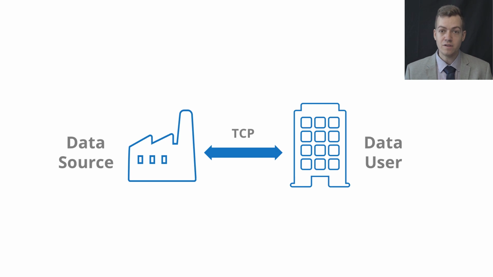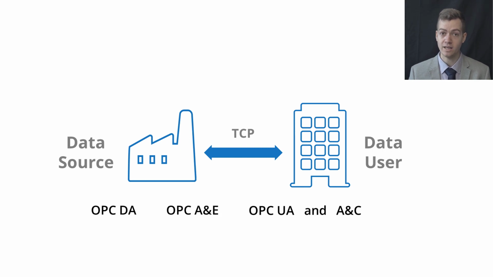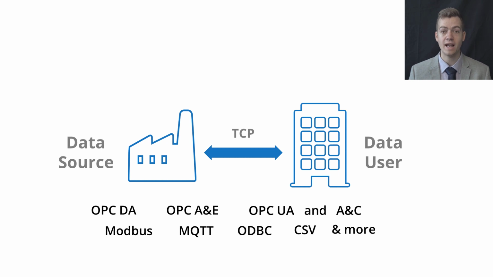With the advent of Industry 4.0 and industrial IoT, there is now high demand for production data outside the plant network. The data may be real-time, alarm, or historical data. It may come in a variety of protocols, like OPC-DA, A&E, UA and AC, Modbus, MQTT, and more. And it has to be secure. You want to provide access to the data, but not to the network. A well-designed tunnel mirror system meets these requirements.